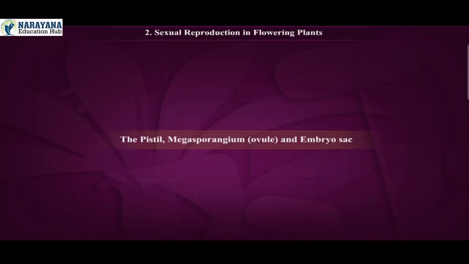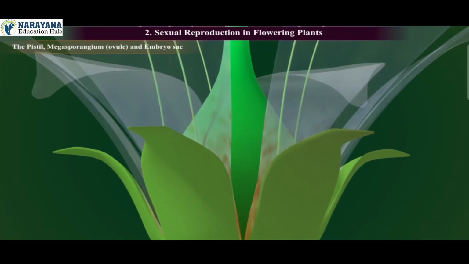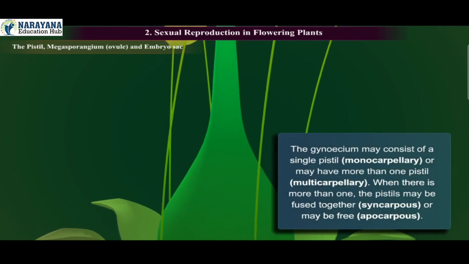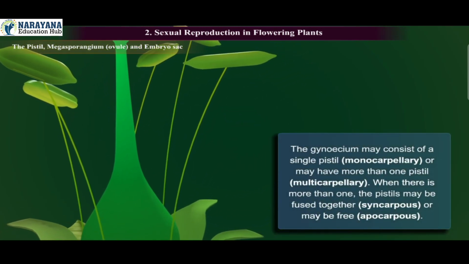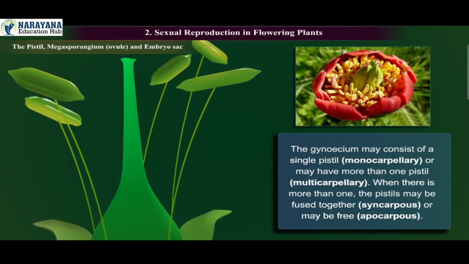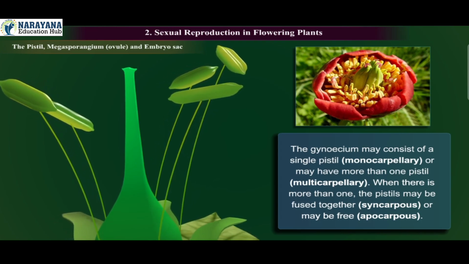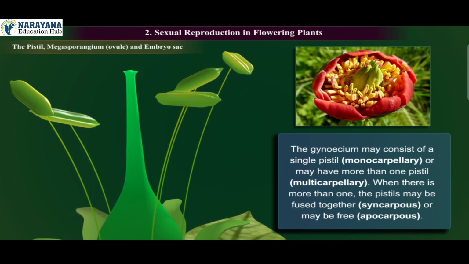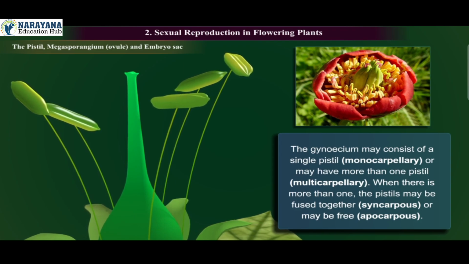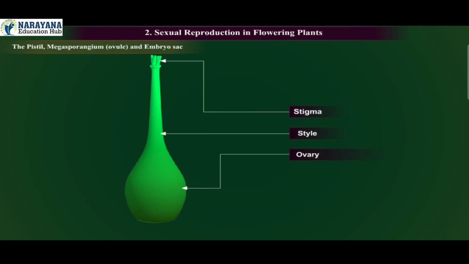The pistil, megasporangium that is ovule, and embryo sac. The gynoecium represents the female reproductive part of the flower. The gynoecium may consist of a single pistil, that is monocarpellary, or may have more than one pistil, that is multicarpellary. When there is more than one, the pistils may be fused together, that is syncarpous, or may be free, that is apocarpous. Each pistil has three parts: the stigma, style, and ovary.